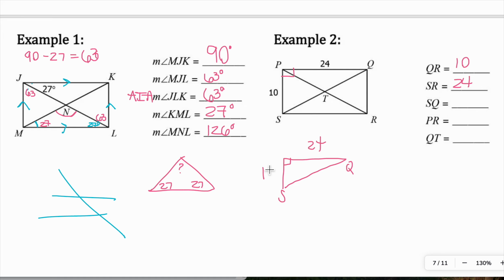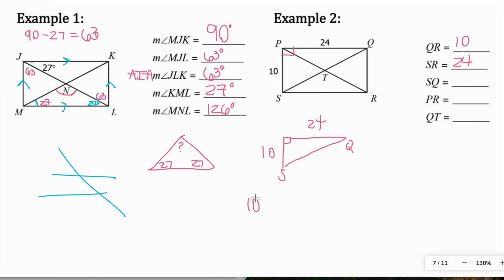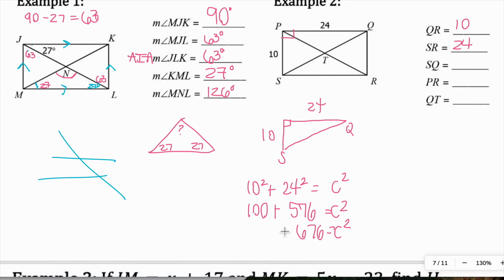So how could I find SQ? I could take 10 squared plus 24 squared and set it equal to C squared. That's going to be 100 plus 576 is equal to C squared, or 676 is equal to C squared. I take the square root of 676. C is going to be equal to 26, so that means SQ is 26.